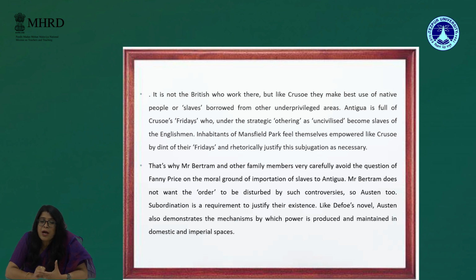Subordination is a requirement to justify their existence. Why? Mr. Bertram did not answer. Like Defoe's novel, Austen also demonstrates the mechanisms by which power is produced and maintained in domestic and imperial spaces.